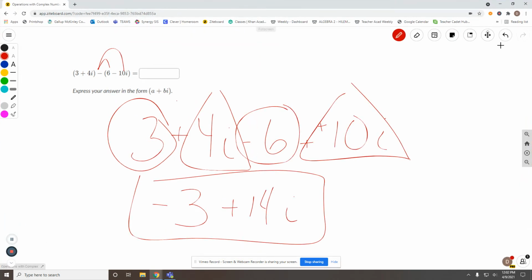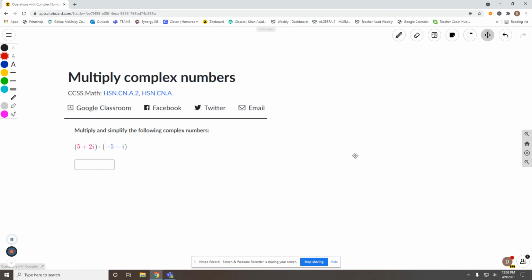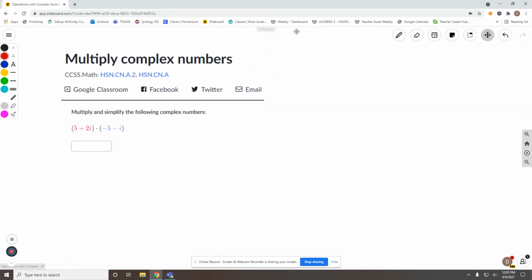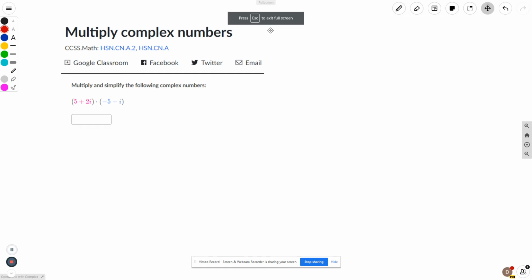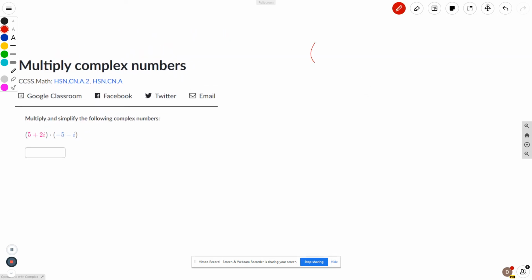Okay, we're going to now move on to multiplying. So multiplying complex numbers is a little bit more complicated, but once again, you're going to be able to be using Wolfram Alpha to make it a little bit easier on yourself. And I just want you to remember, before we start, that our i is equal to the square root of negative 1.